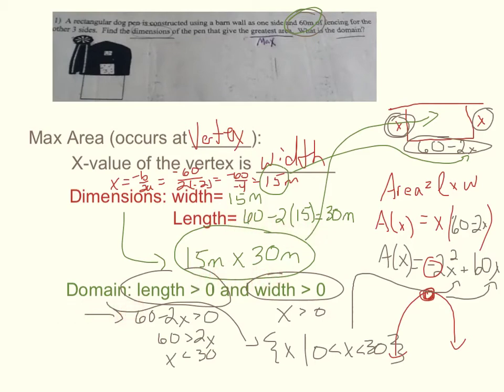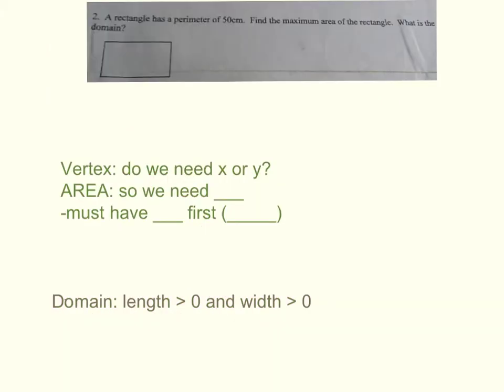Let's do one a little bit tricky. This is number 2. A rectangle has perimeter 50, so all 4 sides add up to 50. Find the maximum area of the rectangle, and figure out what the domain is.